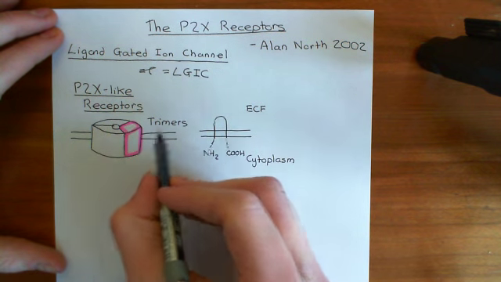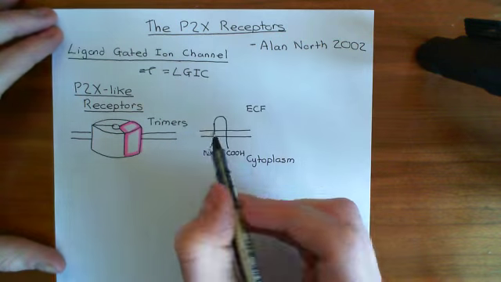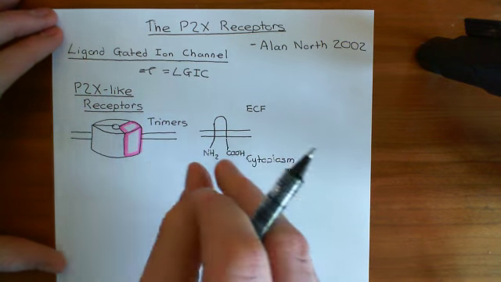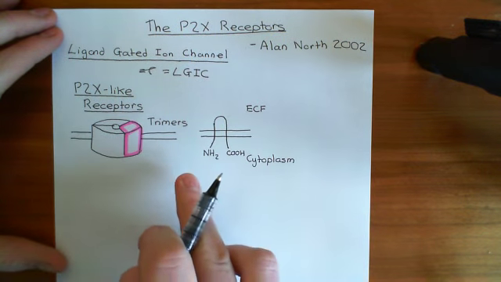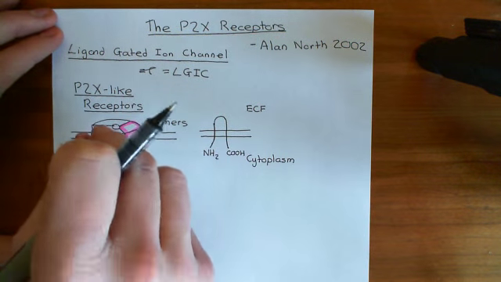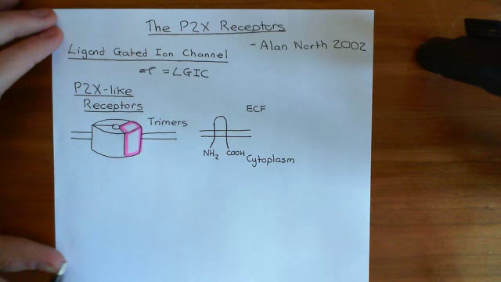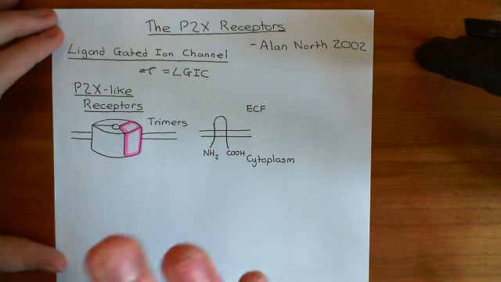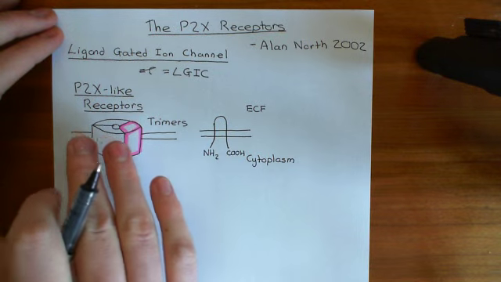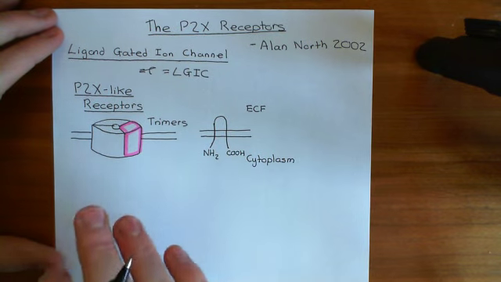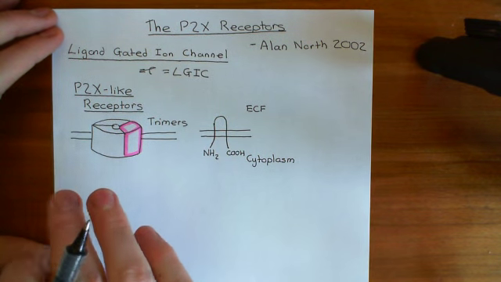Okay, so we've pulled out one of these and it looks like this. To make a P2X-like receptor, you need subunits which have this membrane-spanning topology. You need to stick 3 of them together, and that will make you the whole ion channel, basically. That is all you really need to be considered a P2X-like receptor. So these are the characteristic features that put you into this family.